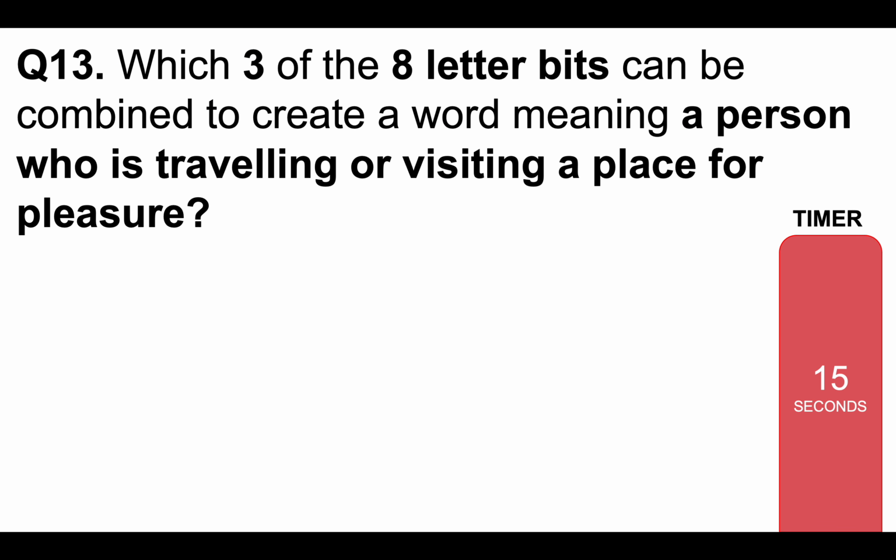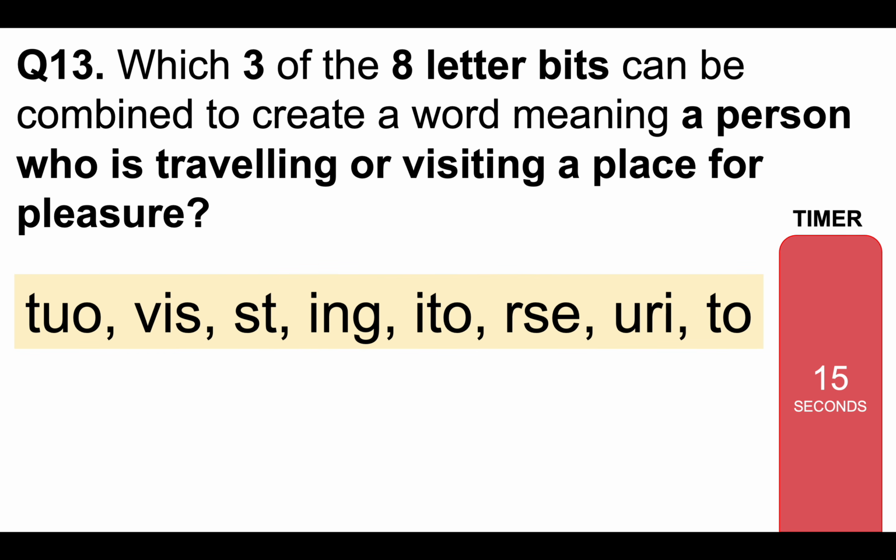Great stuff. And question 13, before we move on to a different type. Which 3 of the 8-letter bits can be combined to create a word meaning a person who is travelling or visiting a place for pleasure? Here's your 15-second timer. This is a tricky one.